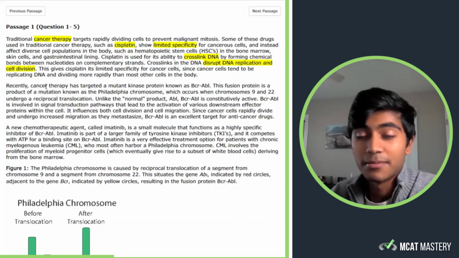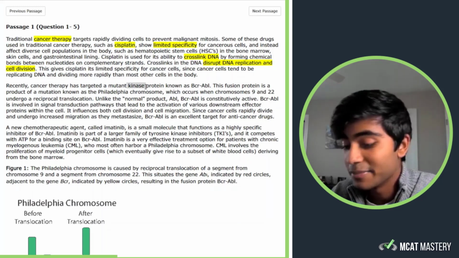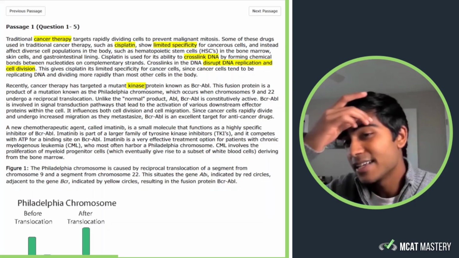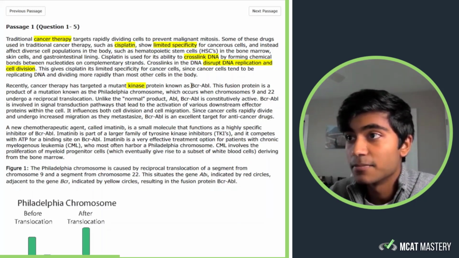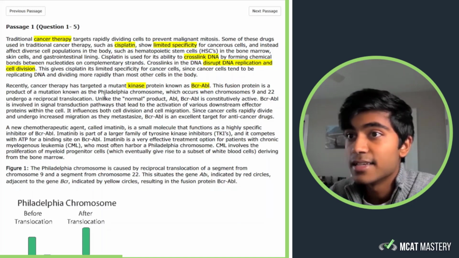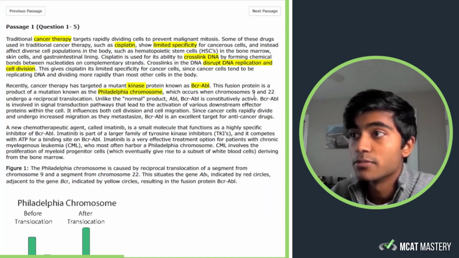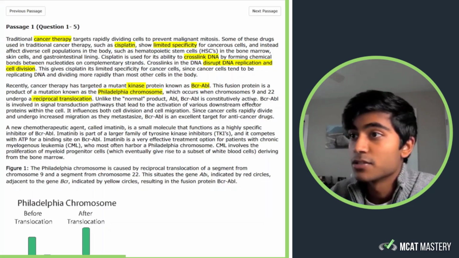Now we're going to talk about some other kind of cancer therapy, particular to what we were doing. So recently, cancer therapy has targeted mutant kinase protein. So I see kinase and I immediately think ATP, right? Kinase proteins require ATP. The protein is known as BCR-ABL, okay? So BCR-ABL is a mutant kinase protein, okay? This fusion protein is a product of a mutation of the chromosomes, which occurs when chromosomes 9 and 22 undergo a reciprocal translocation. Okay, so that's a lot right there.